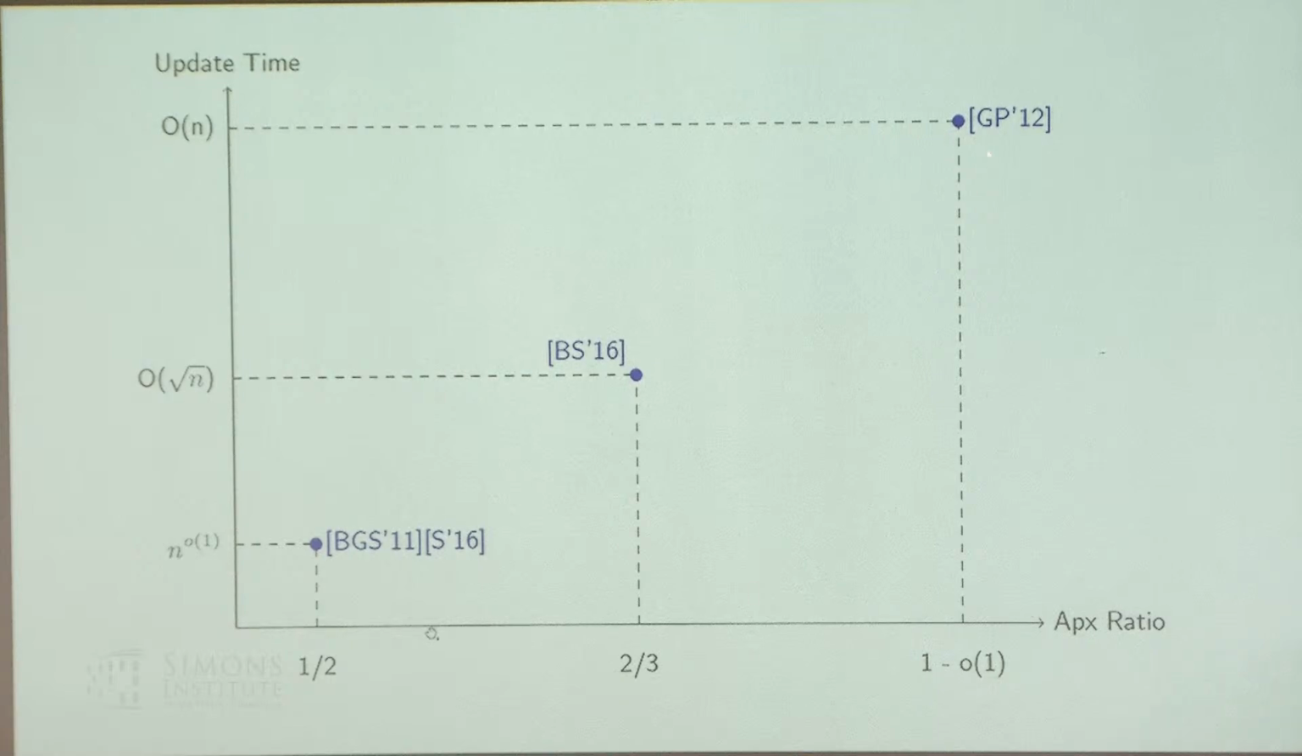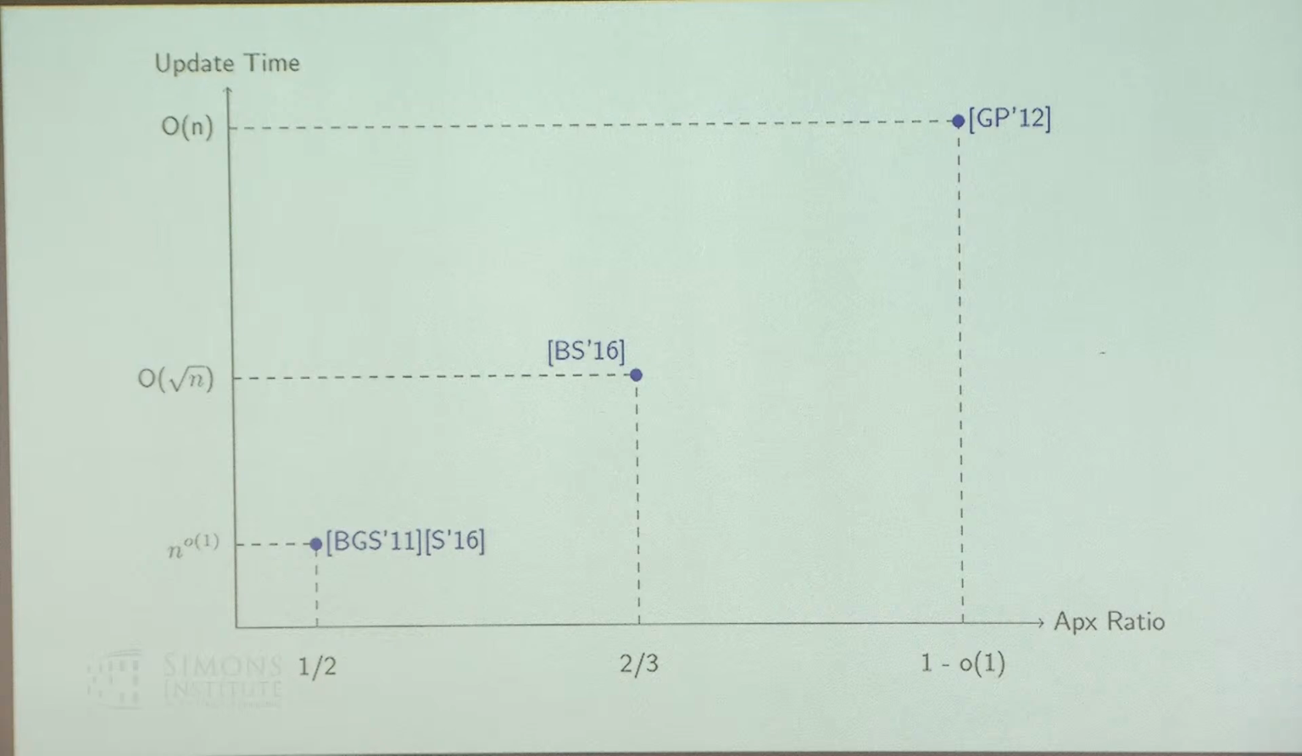So for half approximations, we can maintain matchings pretty fast. For 1 minus epsilon approximations, we had an algorithm by Gupta and Peng, which takes root n time, where n is the number of vertices, per update. There was also an algorithm in between, achieving 2/3 approximation in root n update time by Bernstein and Stein. This actually uses EDCS, which I mentioned is a matching cover for alpha equals half.